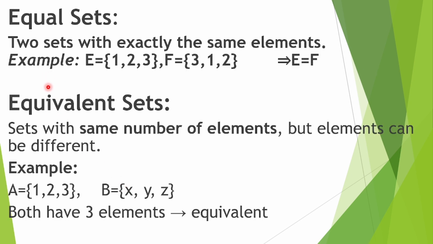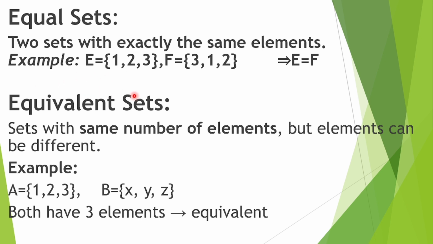Equal sets. Two sets with exactly the same elements. For example, E = {1, 2, 3} and F = {3, 1, 2}. So E and F are two equal sets. They are equal to each other because they have the same number of elements and they have the same elements. Both conditions are necessary for equal sets: the same number of elements and the same elements in both sets.